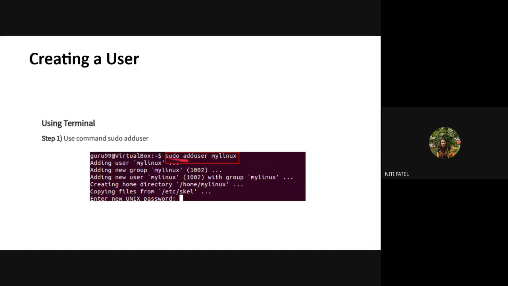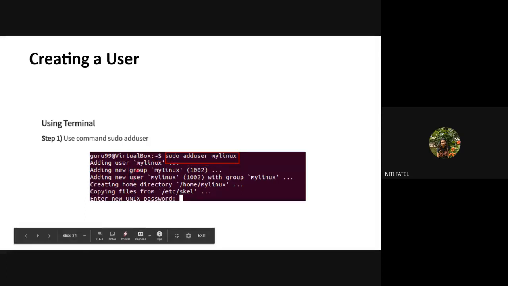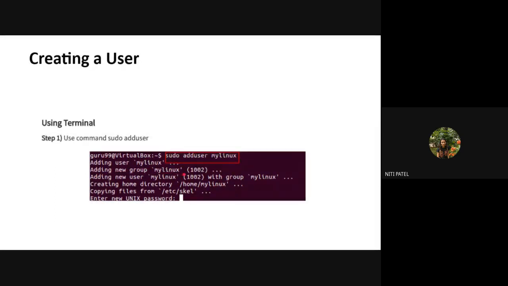As soon as you execute this command and give a password, what information will your system give me? It is adding a user mylinux. It is adding new group mylinux, which means it is adding the user mylinux to a group, which is group number 1002. Adding new user mylinux 1002 with group mylinux. That means here the group is given as 1002. It is also creating a home directory for that particular user with the same username, that is /home/mylinux.